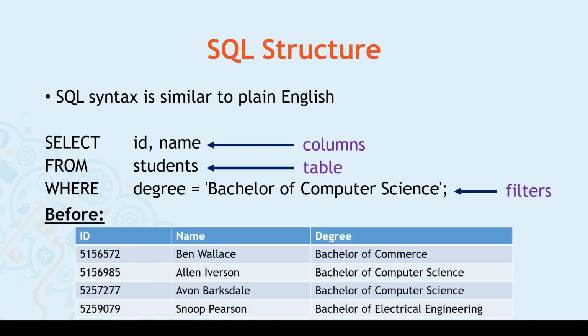Here is what the student table looks like. We have the ID, name, and the degree of all the students. Using an SQL query, we are only trying to select the ID and name of the students who are currently studying a Bachelor of Computer Science. Looking at this table, this means that we should only be selecting Alan Iverson and Avon Barksdale, which is what is output.